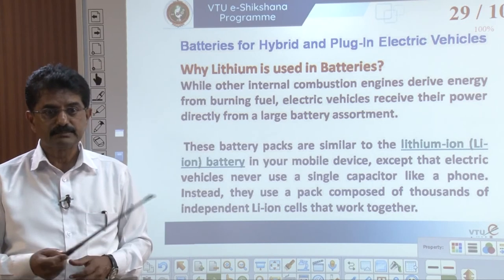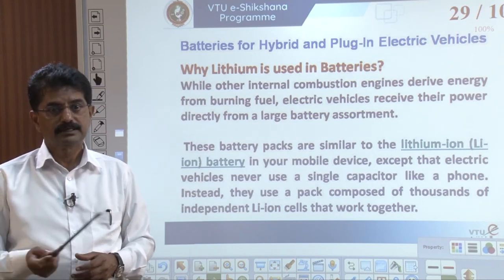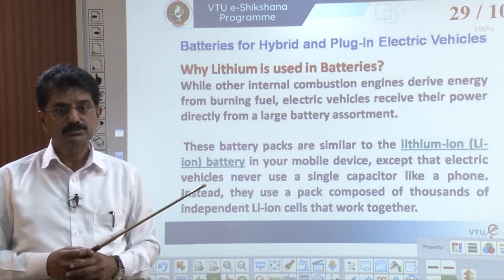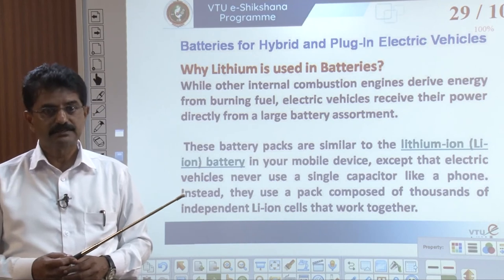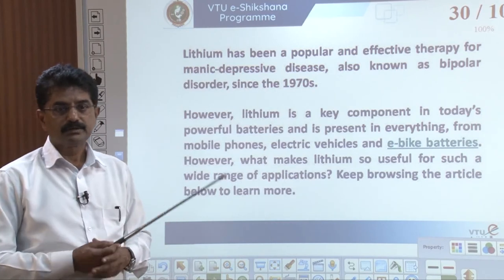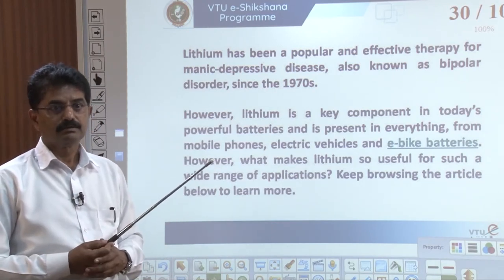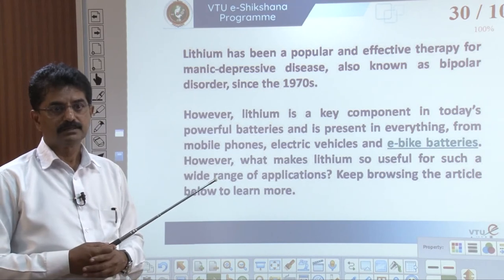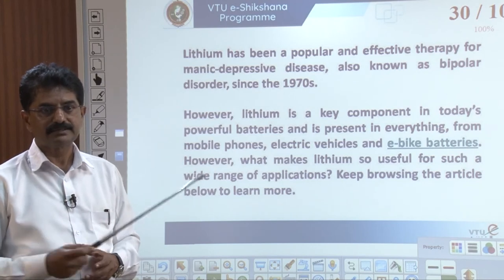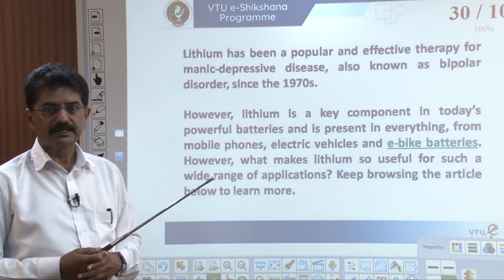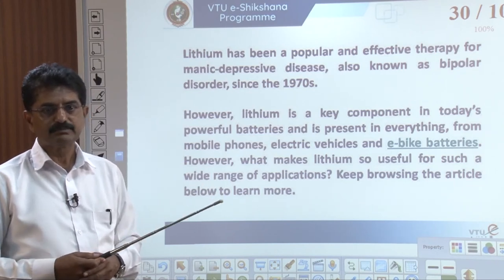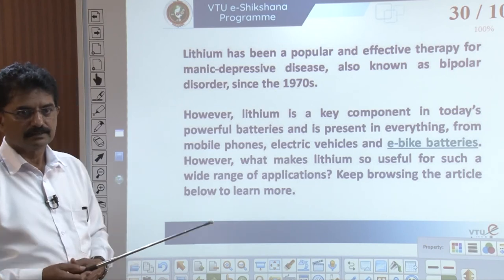These battery packs are similar to lithium-ion, except that electric vehicles never use a single cell like a phone. Instead, the pack is composed of thousands of independent ion cells that work together. Lithium has been a popular and effective choice for electric vehicles. Lithium is a key component in today's powerful batteries and is present in everything from mobile phones to electric vehicles and e-bike batteries. However, what makes lithium so useful for such a wide range of applications? Keep browsing the article.